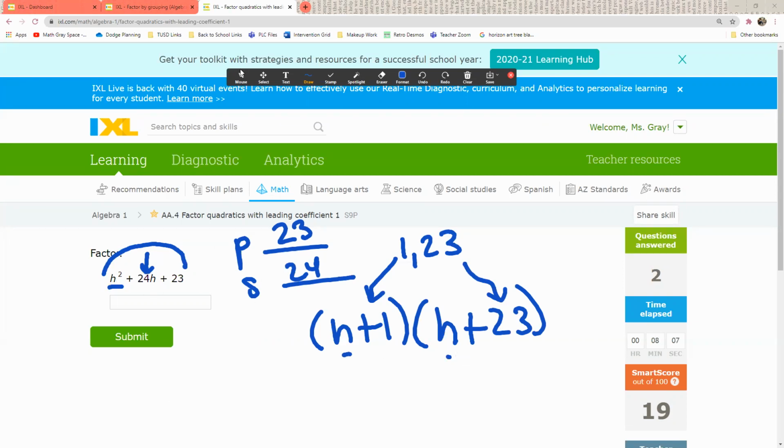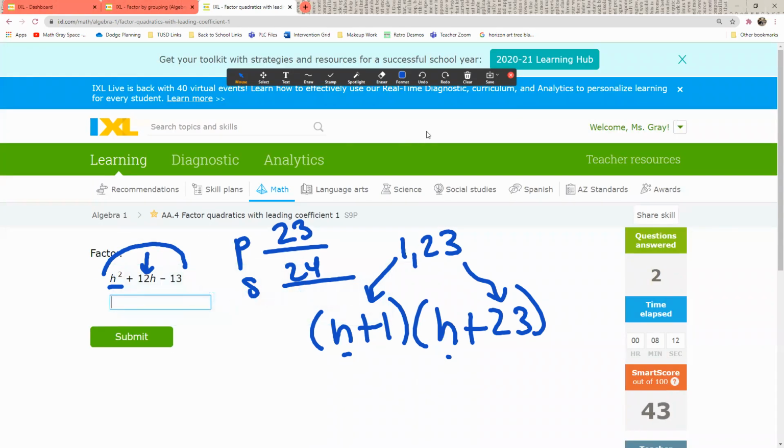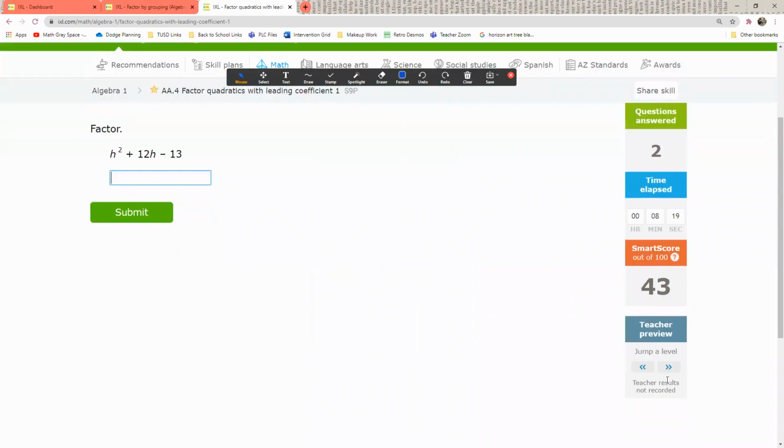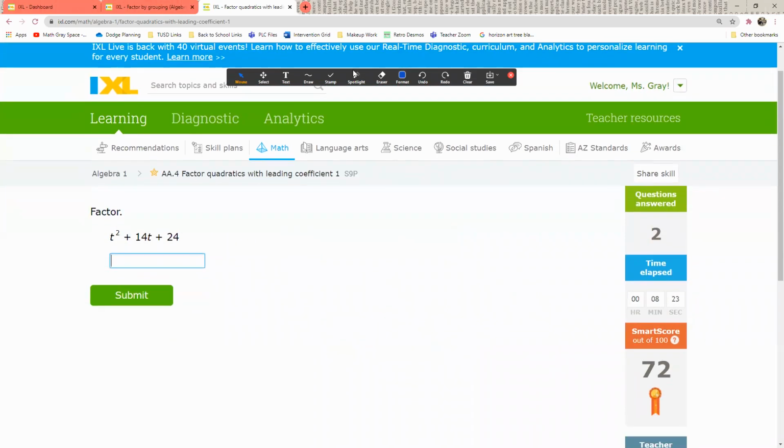Okay, let's jump forward because this feels pretty easy so far. This one's also pretty easy. Let's see if I can get a different kind of example. Here we go. This is better.